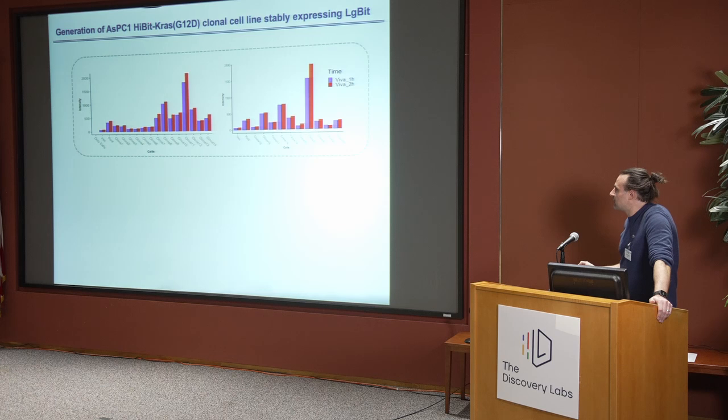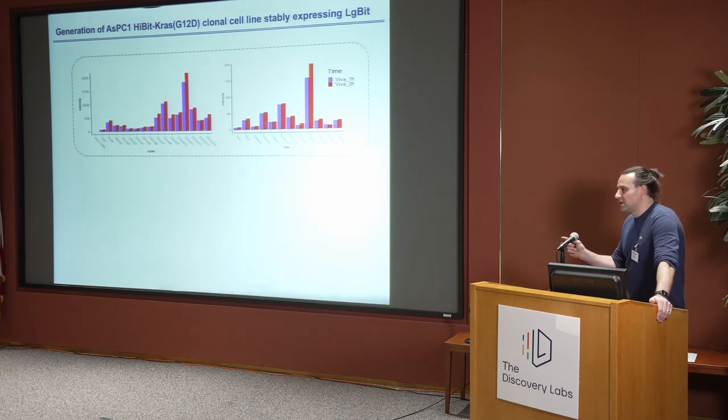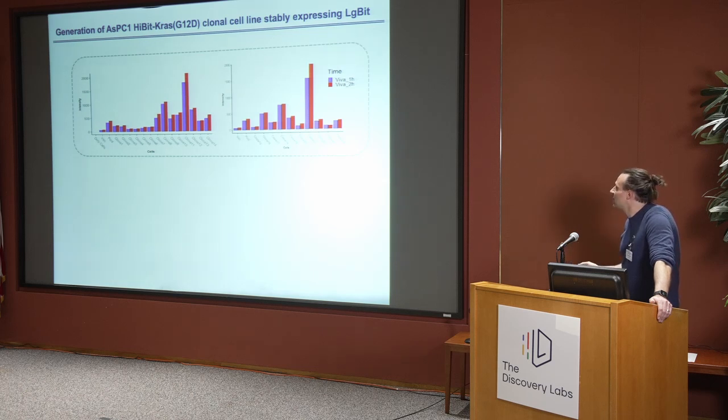So in our lab, we developed this cell line, a pancreatic cancer cell line called ASPC1, that has endogenous KRAS G12D tagged with this short peptide HiBiT. HiBiT, probably many of you know, is a little peptide that binds the large BiT protein and recreates the nanoluciferase. And so we generated this line.